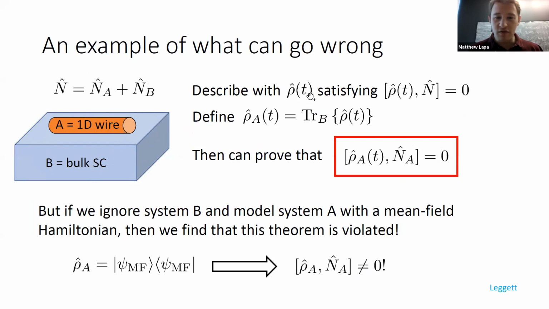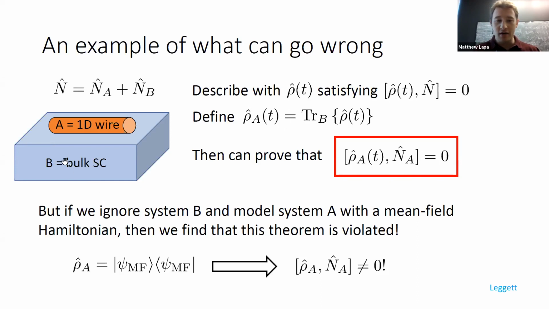And suppose, very generally, that at time t this entire system is described by some density matrix, rho of t, and that this density matrix commutes with the total particle number operator. Then if you define the reduced density matrix for system A, you can prove that rho of A commutes with the particle number operator for system A.